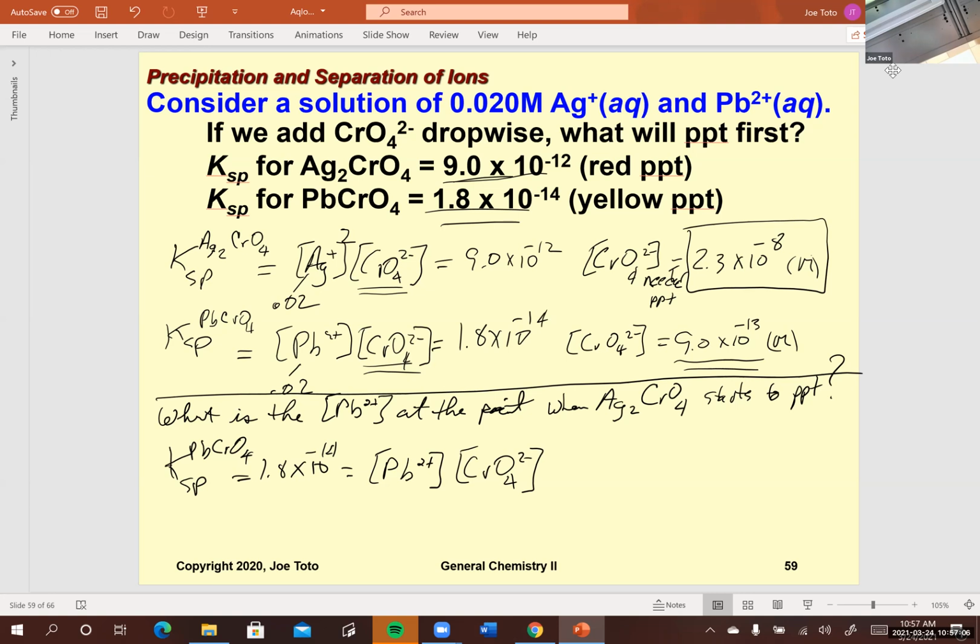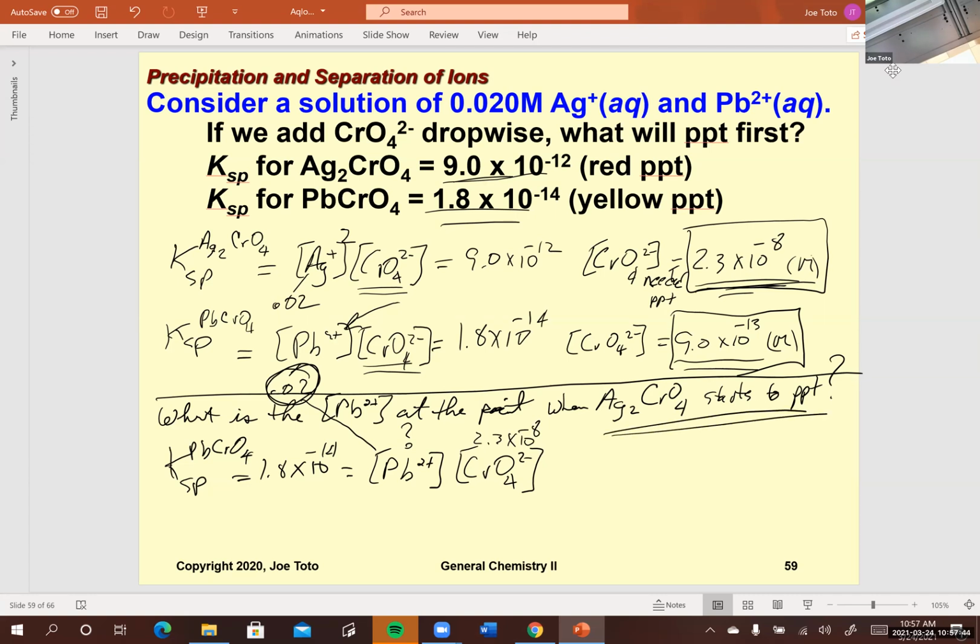And I know I need this amount for silver to start to precipitate. I also know that as I dropper load the chromate in, it reaches this concentration, then lead starts to precipitate out. So lead concentration is going to go down from 0.02 molar. The question is, what is it going to be when the chromate precipitates out with the silver? So I need this to be 2.3 times 10 to the minus 8. And that'll answer my question.